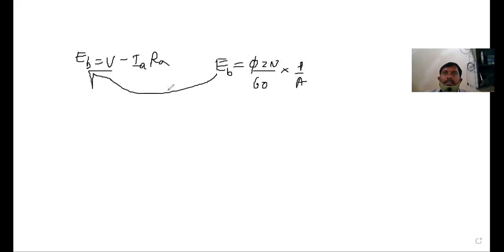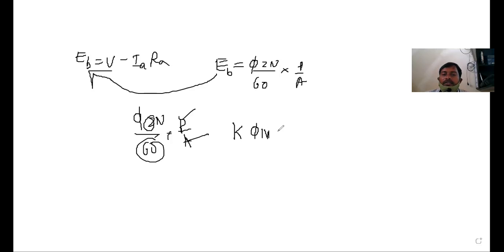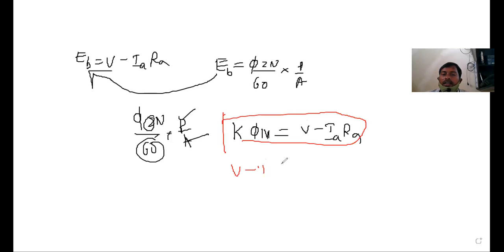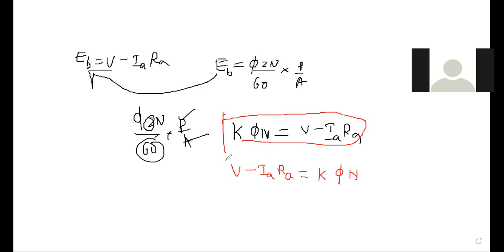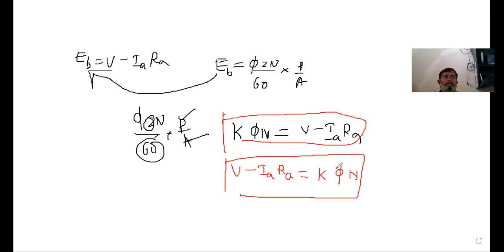So if I substitute the back EMF here, ΦZN by 60 into P by A, the poles, parallel paths, 60 and number of conductors are constant. So it can be written as K times Φ and speed, and V minus IaRa is equal to K times Φ and speed. This is the standard equation, and by using this we will discuss how to control the speed of DC motors.